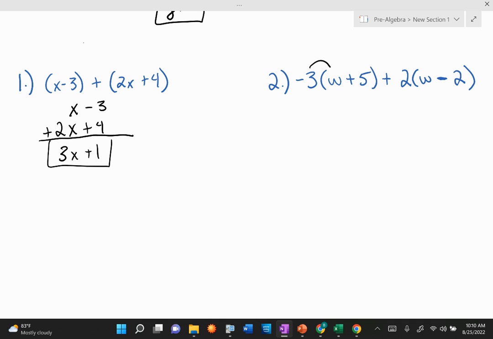Distributive. There you go. So D just said you're gonna multiply the negative 3 to the w and the 5, which gives you what? Negative 3w, and it'll actually be minus 15. Right here, it's negative 15, because you're doing subtraction. Well, he said minus.